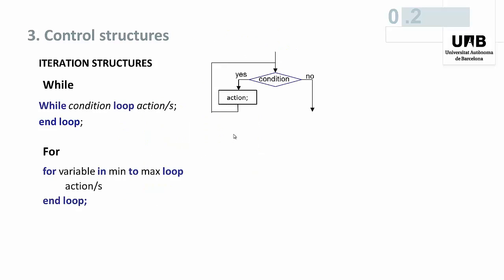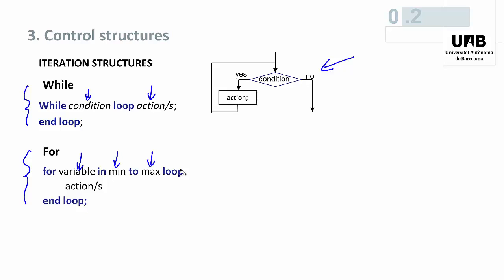Another important type of control structure is iteration. Here we see two examples, the while loop and the for loop. While loop, whose structure is: while some condition holds, then execute a sequence of actions. And the diagram is this one. And another example, for, here is the name of some variable in some range between min and max, then a loop that includes a set of instructions.